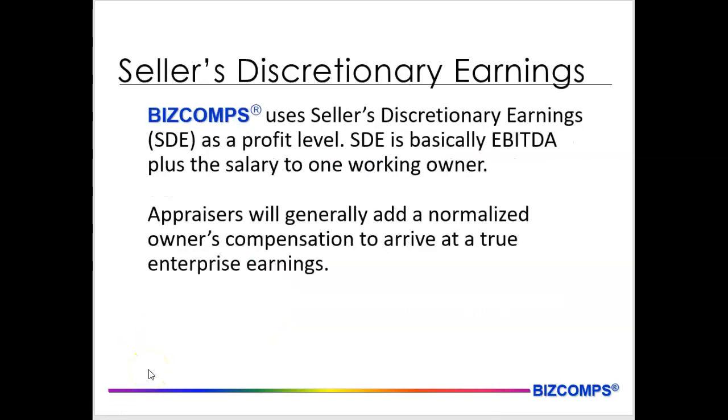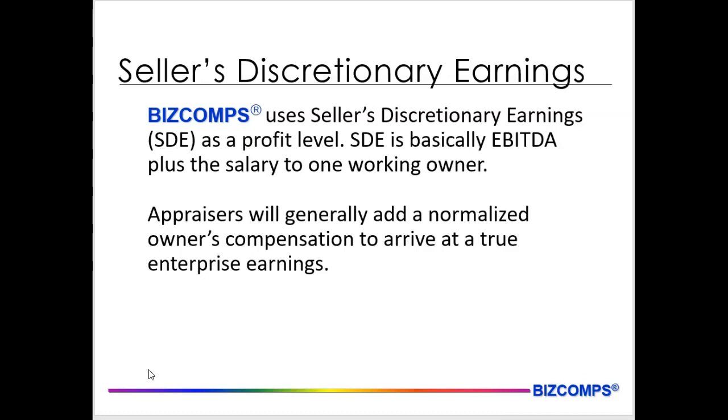Now let's discuss seller's discretionary earnings. BIZCOMPS uses seller's discretionary earnings as its profit level, or SDE as it's abbreviated. And seller's discretionary earnings is basically EBITDA, which is earnings before interest, taxes, depreciation, and amortization, plus the salary of one working owner and their perks, and any other one-time expenses. That provides you seller's discretionary earnings, which is the profit level that BIZCOMPS uses. The other method they use is the revenue source.